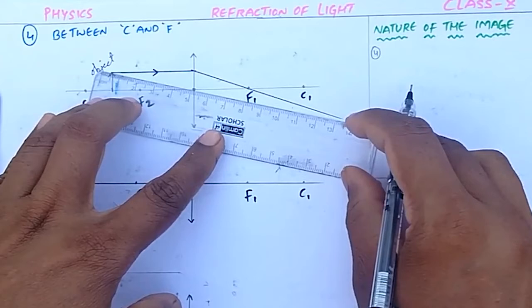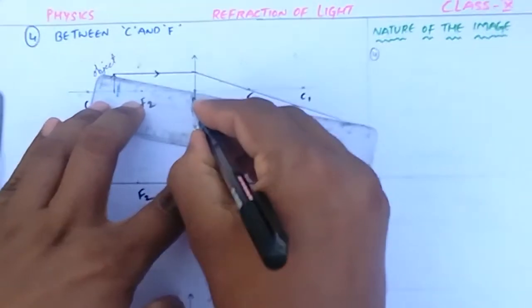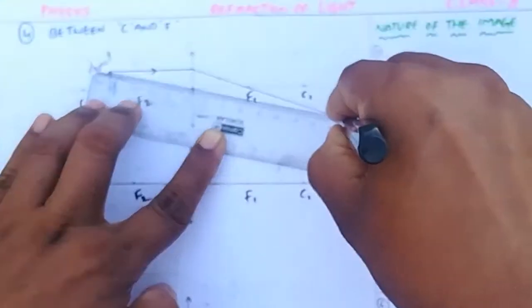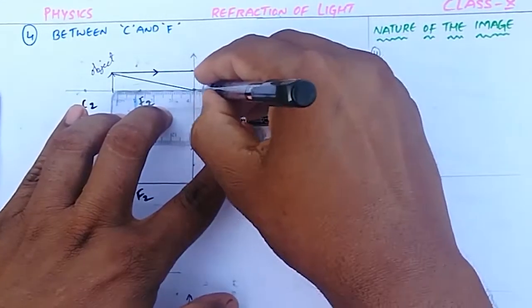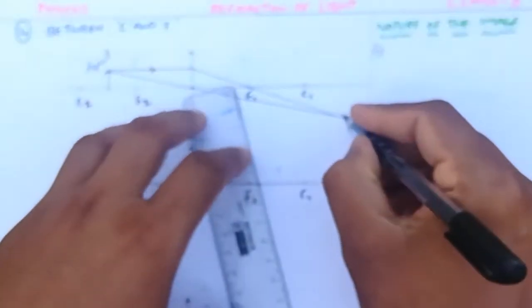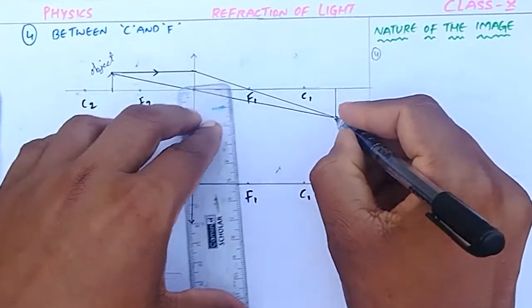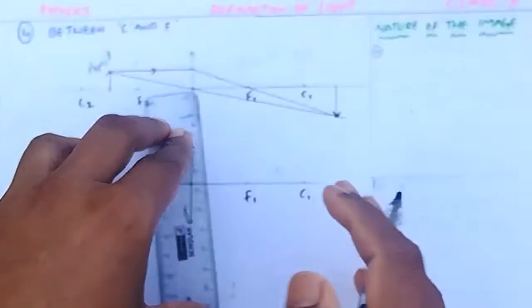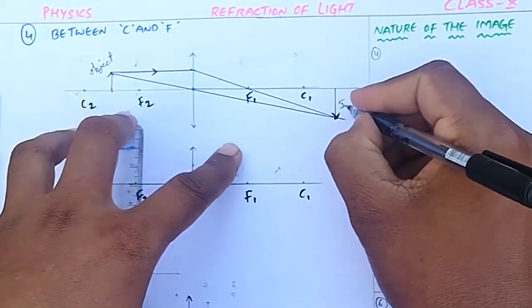Now again from the same position, passing through the optic center, try to extend this line this way. This is the principal axis. Where they meet, there the image is formed. You can clearly observe that this image is formed beyond C. So after C we got this image.